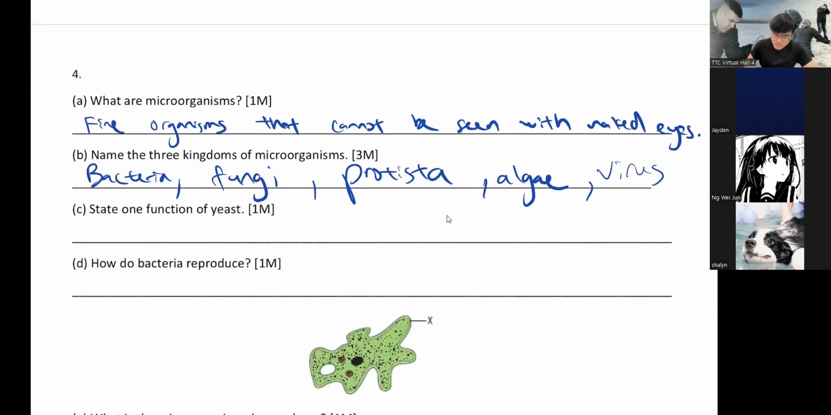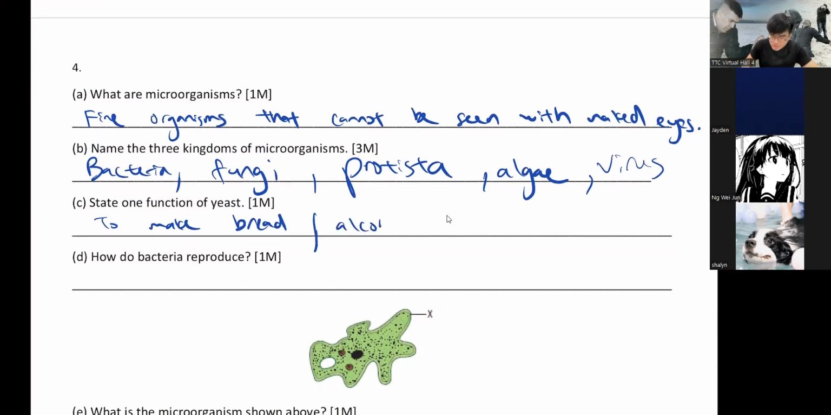So state 1 function of yeast. What do you use yeast for? Yeast is to make bread, or you can say to make alcoholic drinks. I don't know whether you learned this in year 7. My syllabus and yours is a bit different. You know what yeast is, right? You put yeast in bread before you bake it, so that your dough turns into bread.